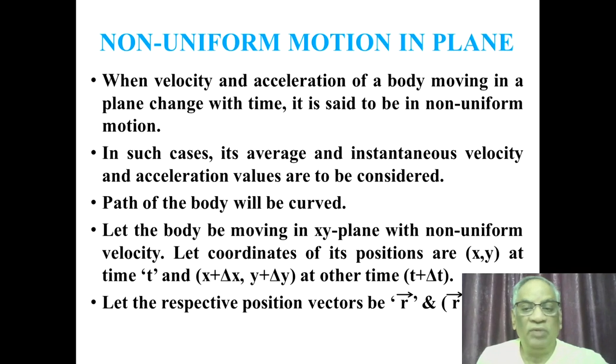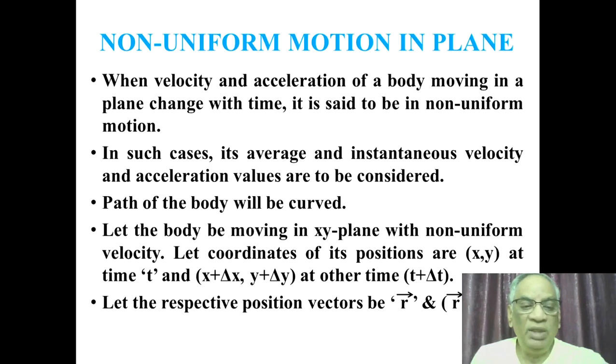So far we have seen uniform velocity and uniform acceleration. Now we will see non-uniform motion in a plane. When the velocity and acceleration of a body moving in a plane change with time, then it is said to be in non-uniform motion. In such cases, average and instantaneous velocity as well as acceleration values are to be considered. The path of the body will be curved.